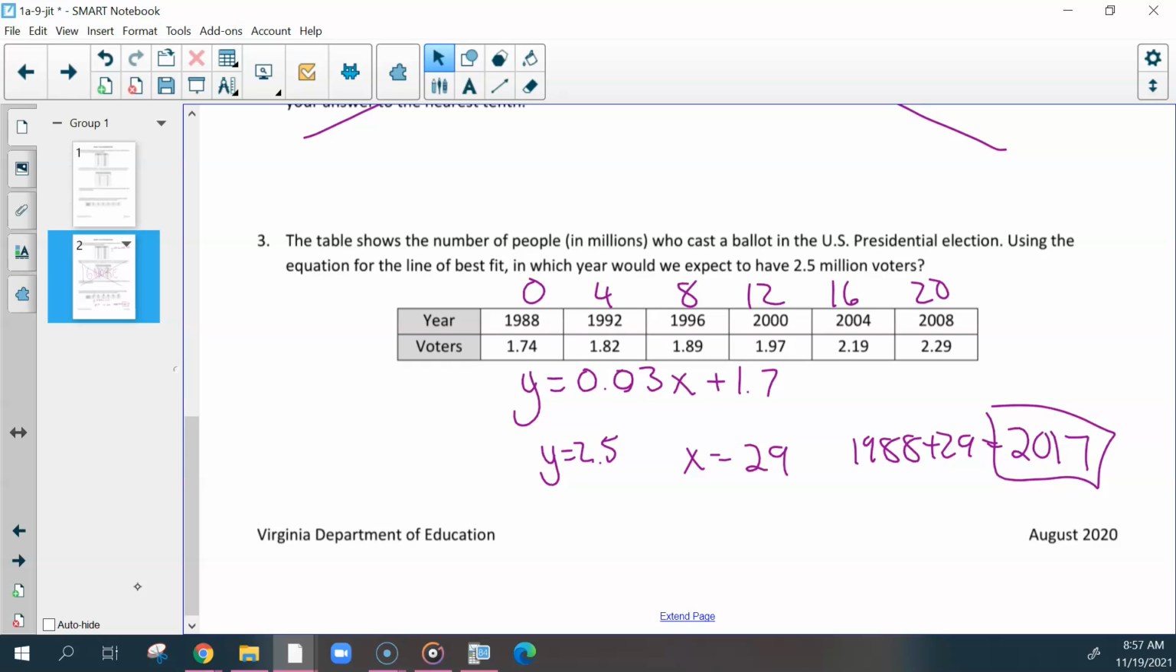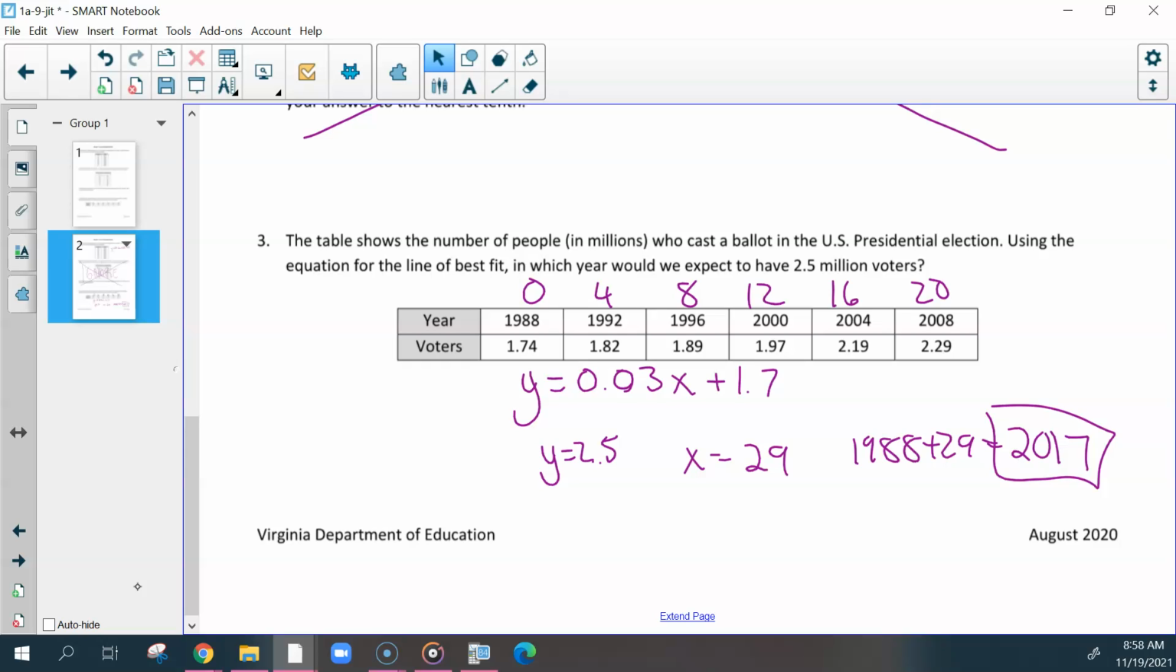Well, first, we'll go back to that. Does the year depend on the voters, or does the voters depend on the year? Voters depends on the year. So voters is our Y value. So in which year would we expect to have 2.5 million voters? Is that asking for the X or the Y? It gives you the Y, that 2.5 million.